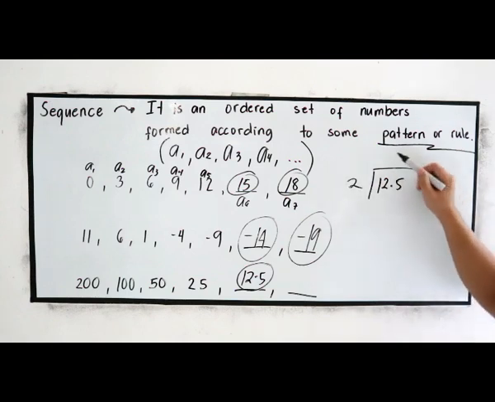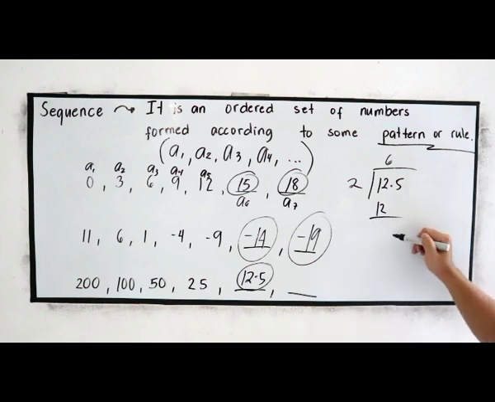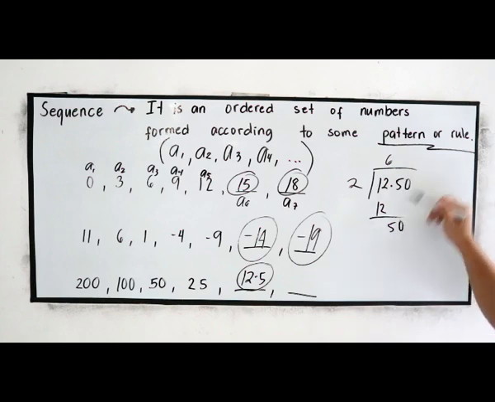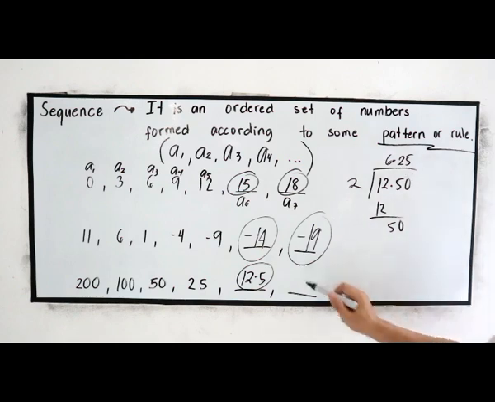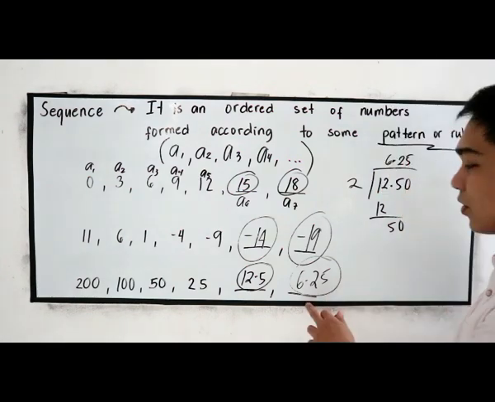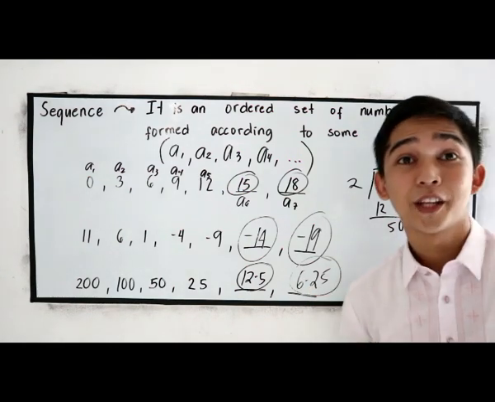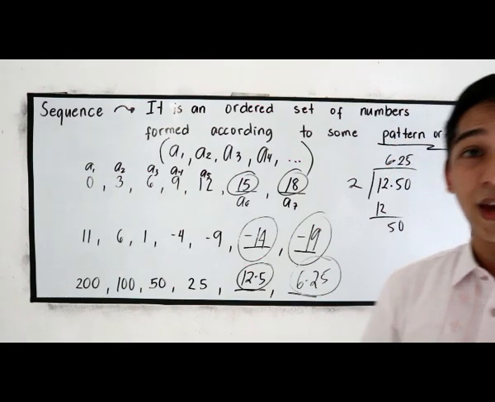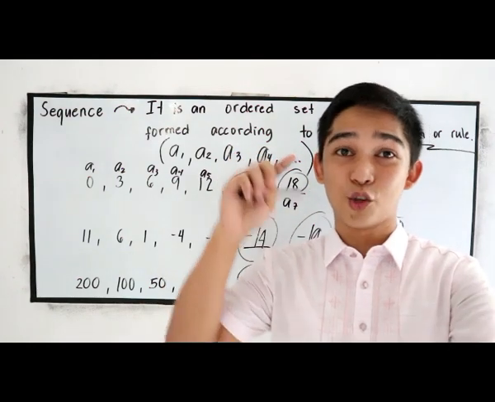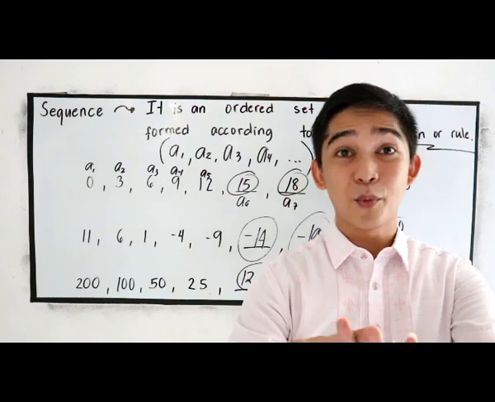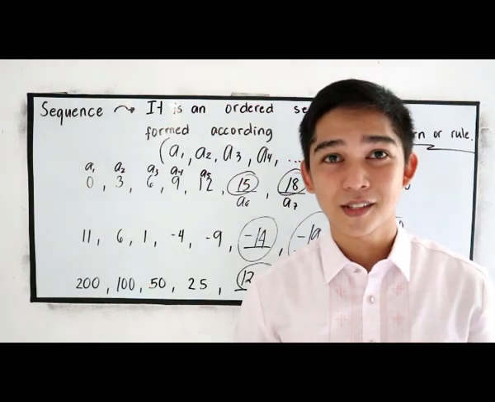12.5 divided by 2. So that is 6. 12. Bring down 5. Then 0, 0. Then 50 divided by 2, 25. So 2 decimal places, 1, 2, period. So 6.25. So our next term is 6.25. So that is the sequence. Again, you will encounter the arithmetic sequence, geometric sequence, harmonic sequence, and the Fibonacci sequence.